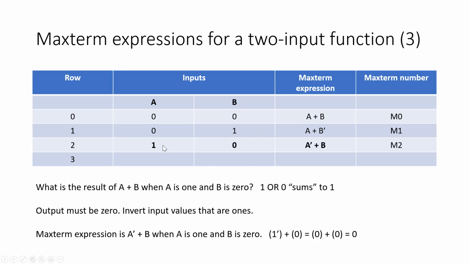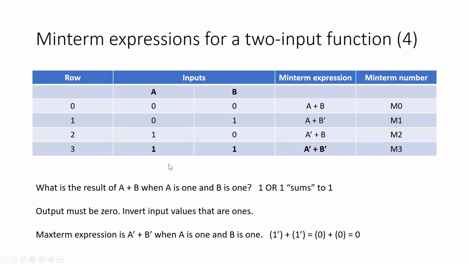When our input A is a 1 and B is a 0, we have to invert the A because it's a 1. So our max term expression is A naught ORed with B. That is max term 2. And we use these decimal numbers too to indicate, it's easier for us to work with the decimal numbers. If we want to convert that to binary, we know 2 would be an input of 1, 0.